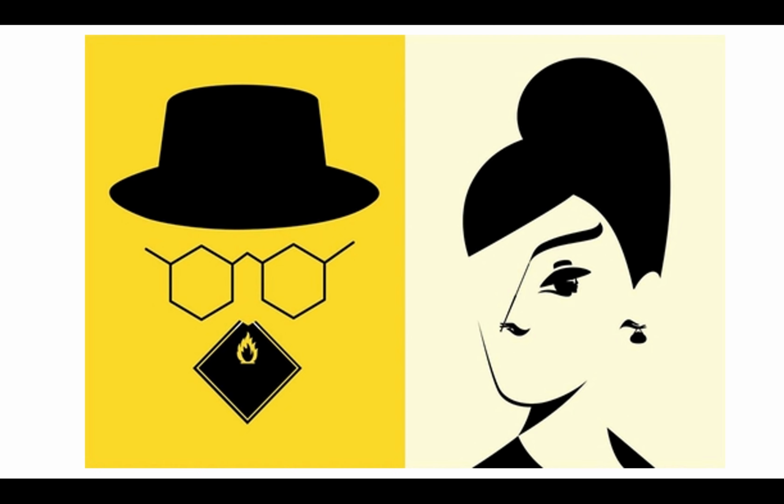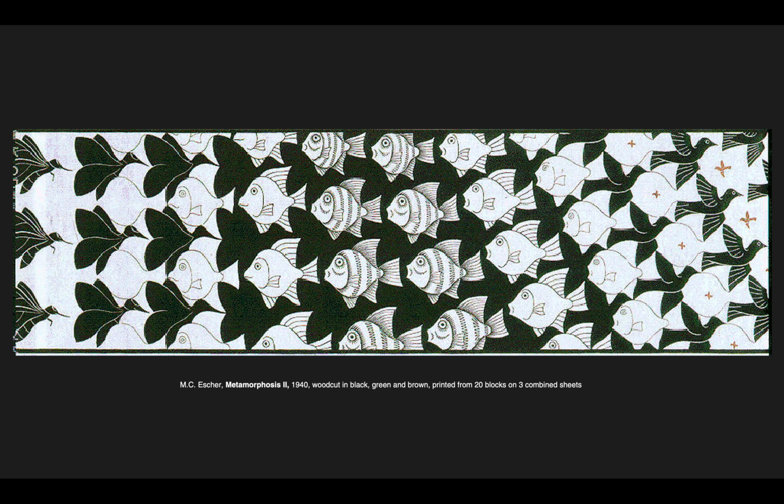Again, simplifying positive and negative space. What do you see on the left? What do you see on the right? Escher was one artist who actually worked with that play of figure and ground quite a bit. So if you go from left to right and pay attention to what's black, you might see a change. If you go from right to left and focus on the white, you might notice something different. Pretty fascinating.